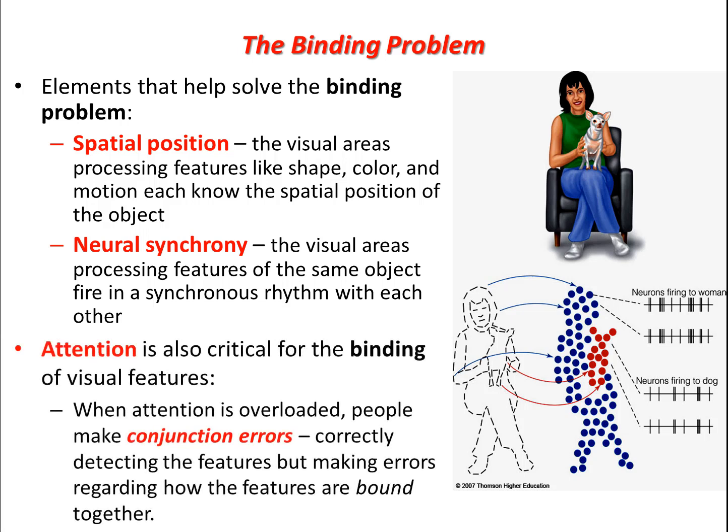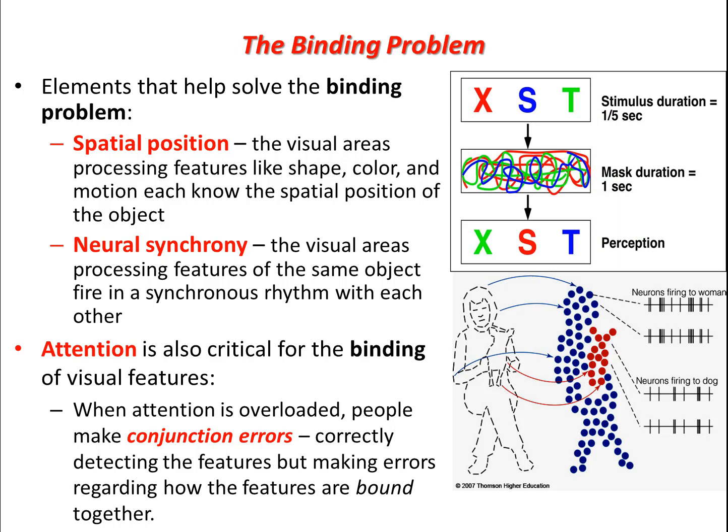So when we pay attention to a particular object, then the firing of all of the areas that are processing all attributes of that object gets enhanced simultaneously, and that could contribute to the binding. And we know that when people don't attend to objects, or when people are not allowed to attend in masking experiments, we start seeing conjunction errors.